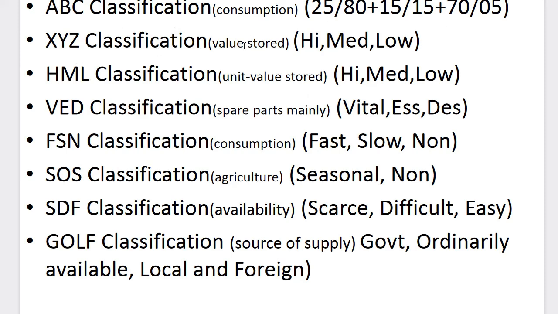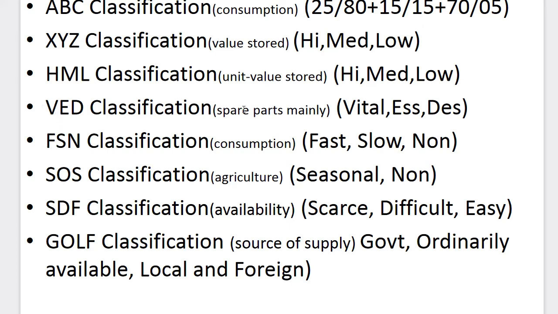XYZ, these are values stored. So high, medium, low. HML, high, medium, low. It can be unit value stored, depending on the way it's understood. So usually grocery stores and supermarkets can also be doing this, or warehouses, or factories even, right?